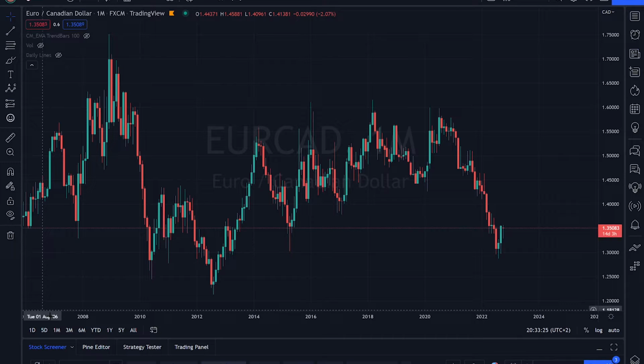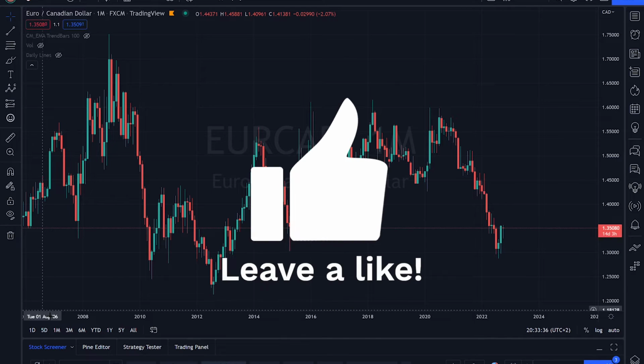Today I'll be looking at the Euro-Canadian dollar from the monthly down to the 1 hour, and we'll see where it's been, we'll try and see where it's going, and along the way hopefully learn something new.